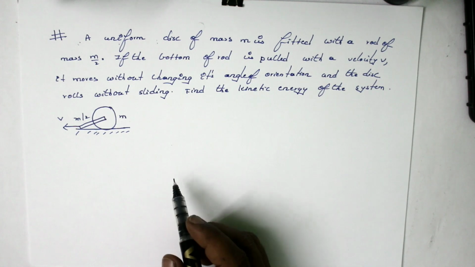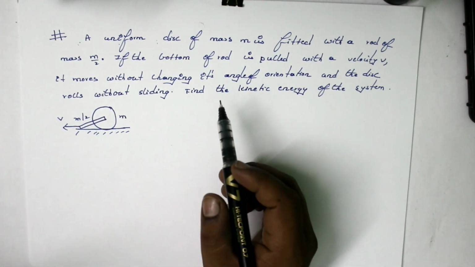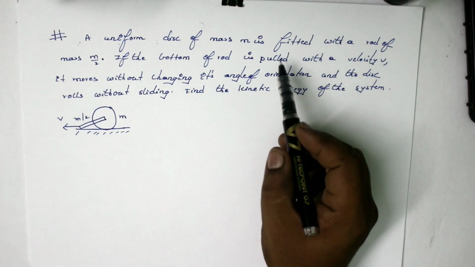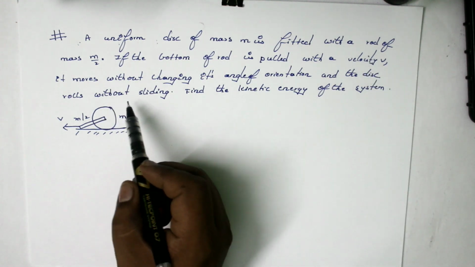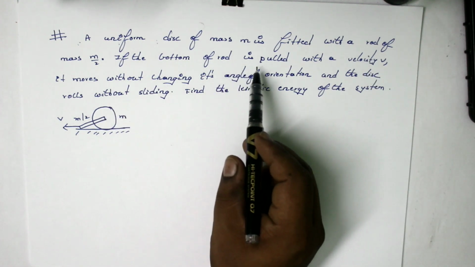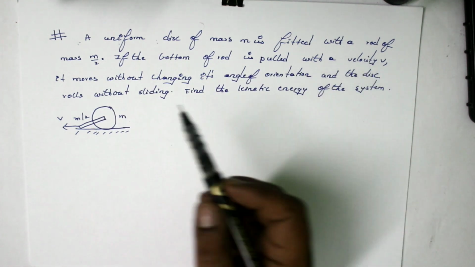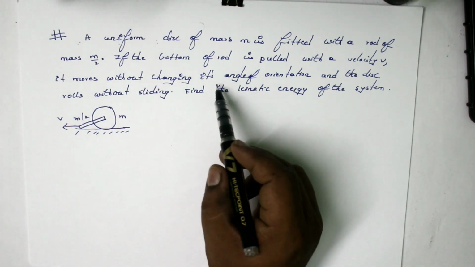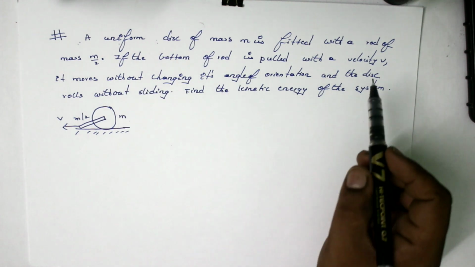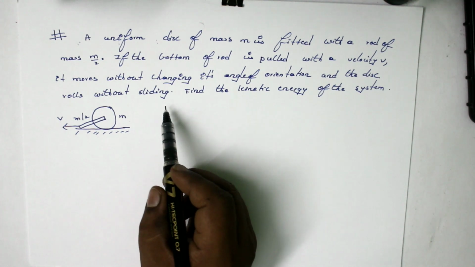Let us see this question. A uniform disc of mass m is fitted with a rod of mass m by 2. If the bottom of the rod is pulled with a velocity v, it moves without changing its angle of orientation, and the disc rolls without sliding.